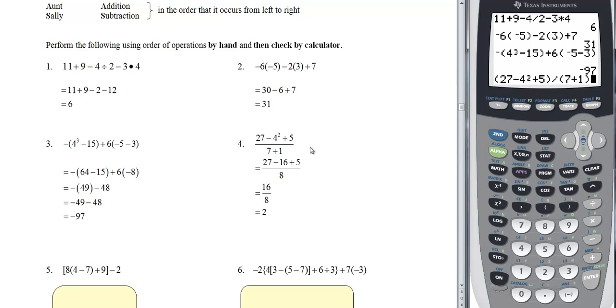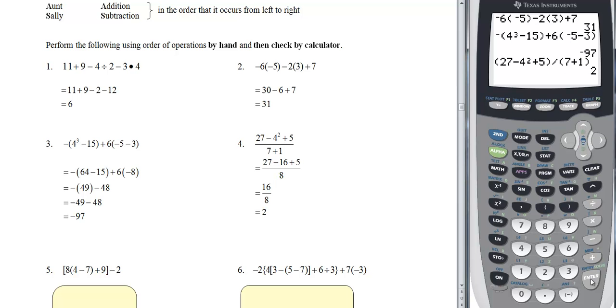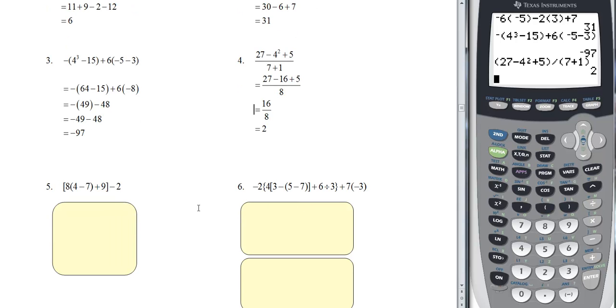Anytime you have a fraction bar, you have to put the numerator in parentheses and the denominator in parentheses. You've got to be very careful here. And there's my 2. 2 more problems. More grouping symbols.